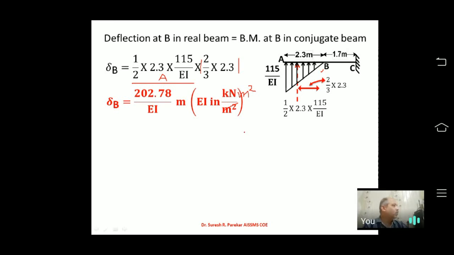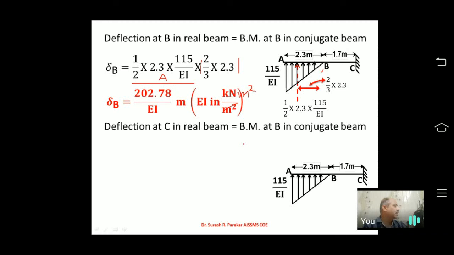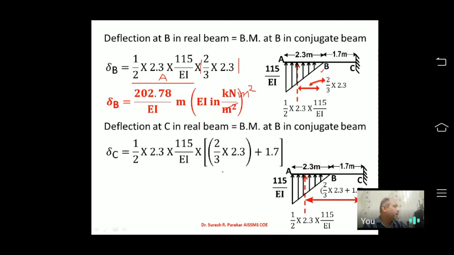Now if we go to the next deflection, at C, we have to take the centroid from C. You can see over there, my force is the same, but the perpendicular distance has changed. The first part is as it is. And here also we have the value of EI in kilonewton meter square.